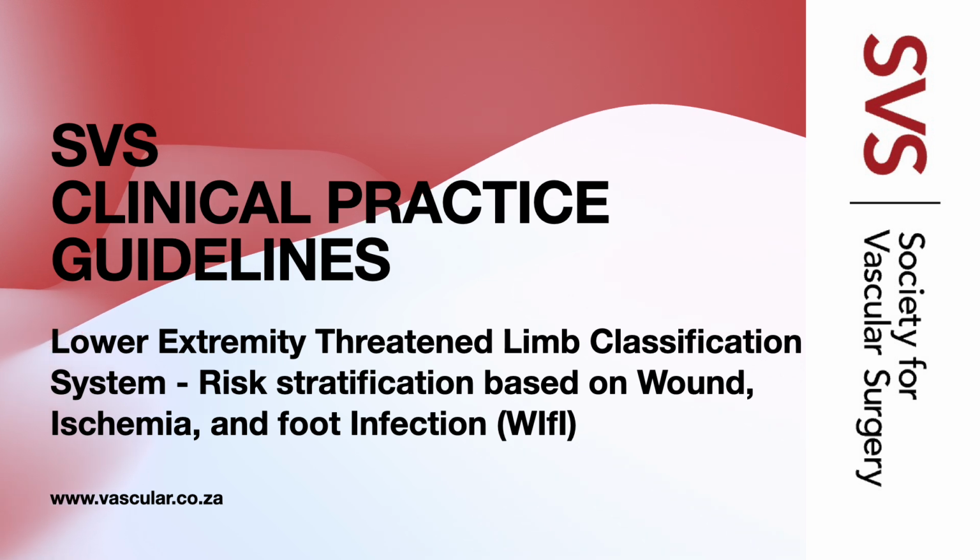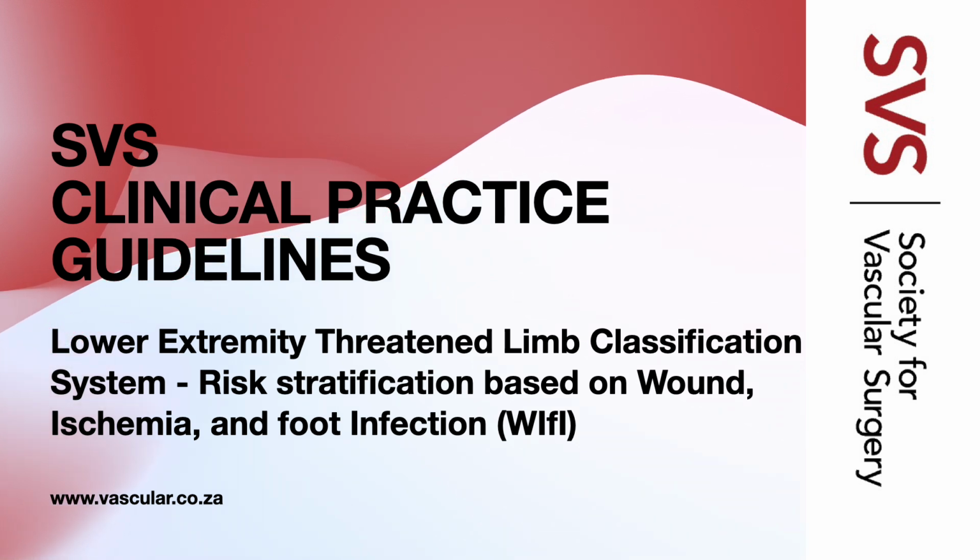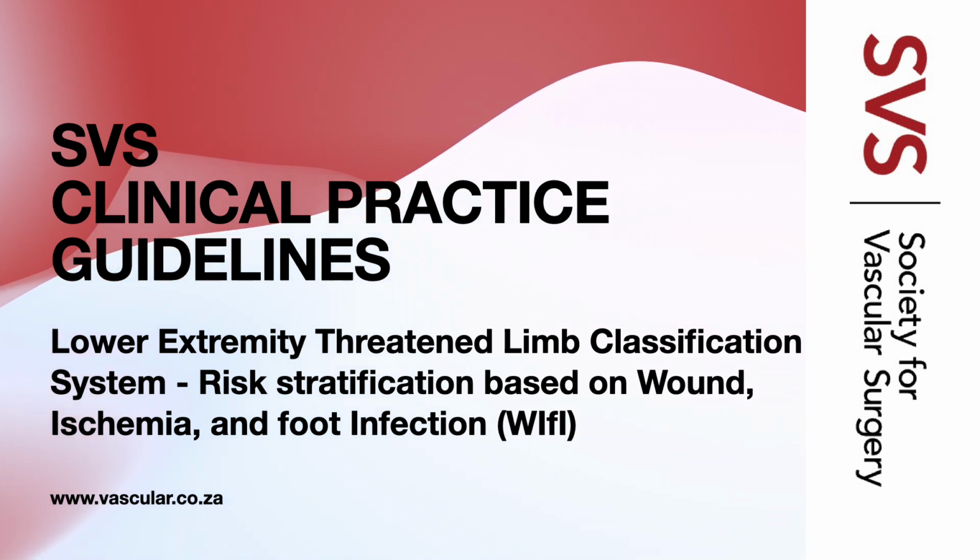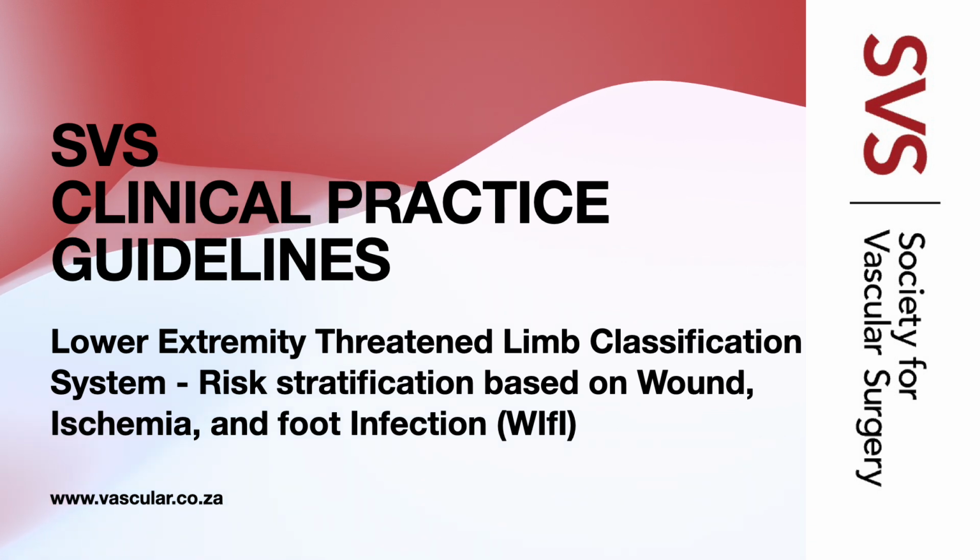And how do those measurements get turned into the WIFI grades for ischemia? 0 to 3 again. Yep, 0 to 3. So grade 0, I0 means great blood flow.